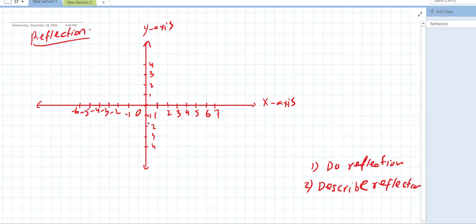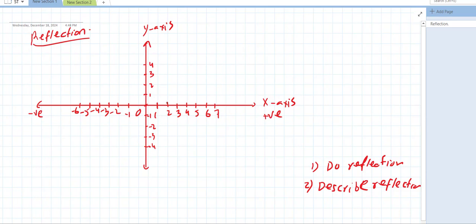Below the horizontal line, the values are negative. In the same way, on the right side of the origin, the values are positive, and on the left side of the origin, the values are negative. Okay?